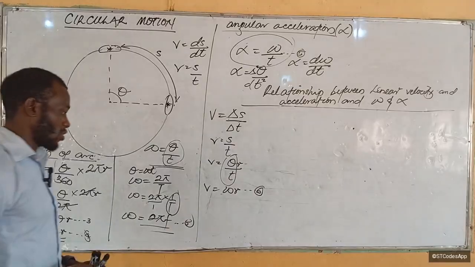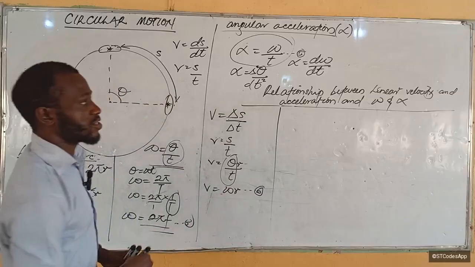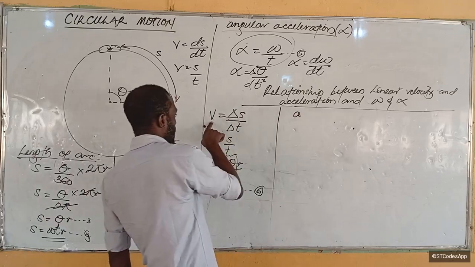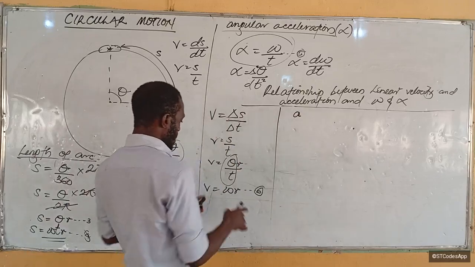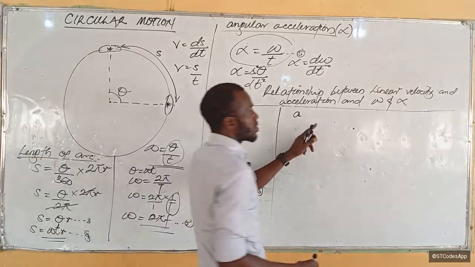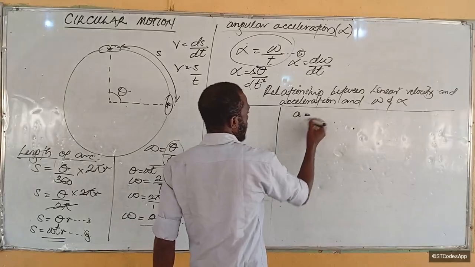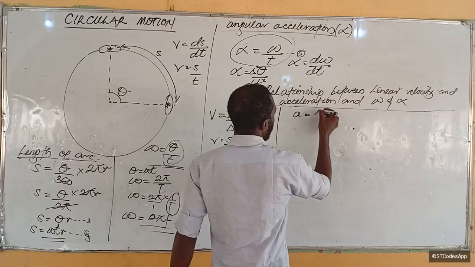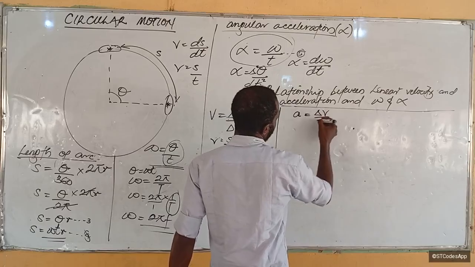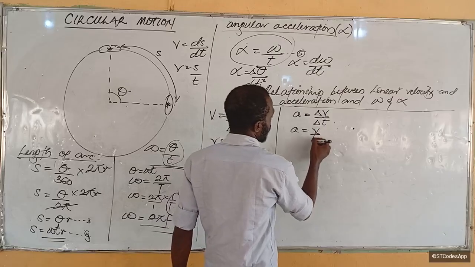I want to show you something. Just watch this. Now, what will the angular acceleration be? What will be the relationship? What is acceleration normally? This is linear, this is linear. V is linear velocity, omega is angular velocity. A is linear acceleration, alpha is angular acceleration. What's the formula for linear acceleration? It is change in velocity over change in time, or I write as v over t.